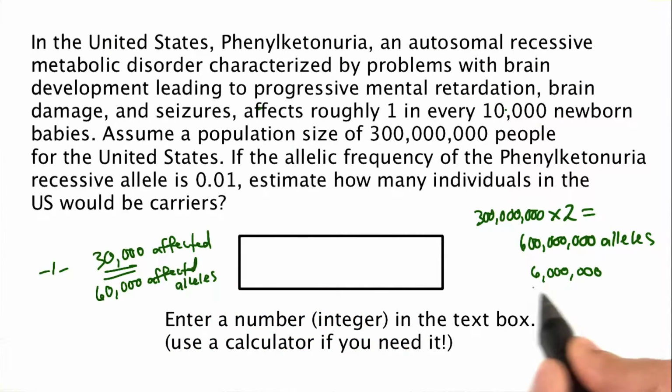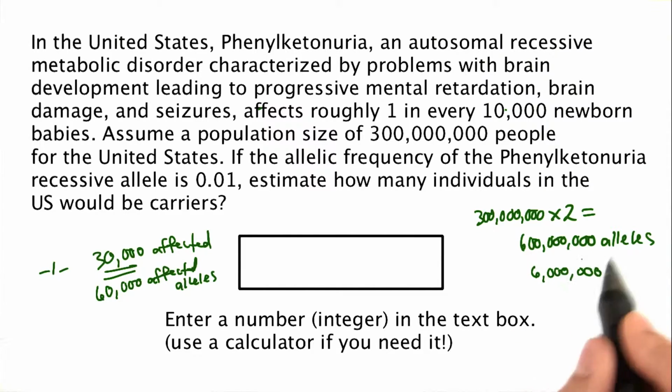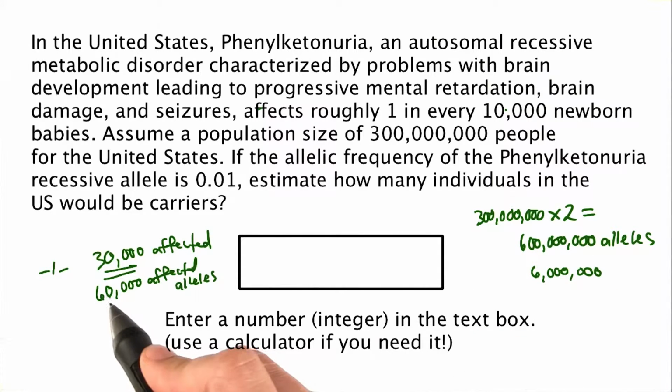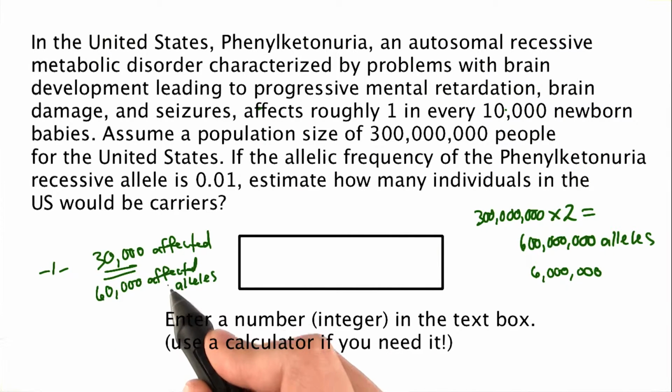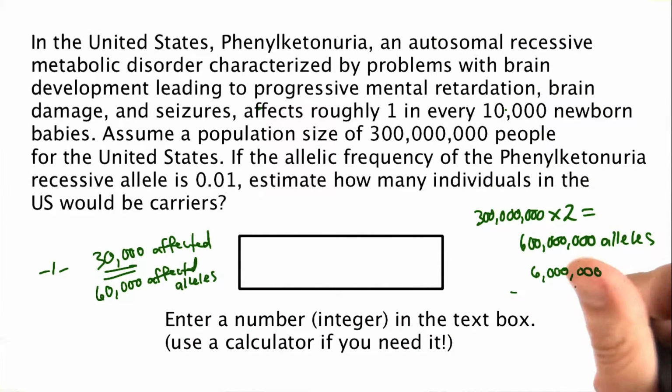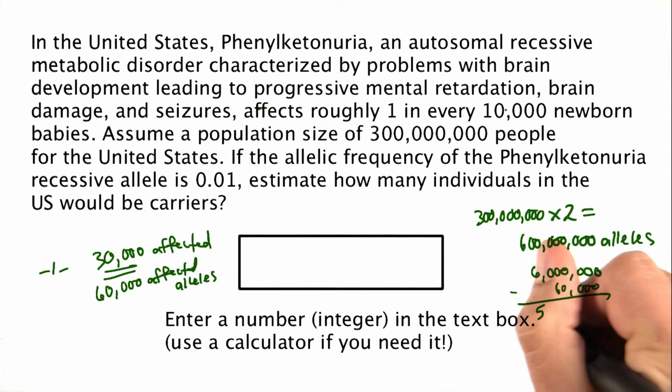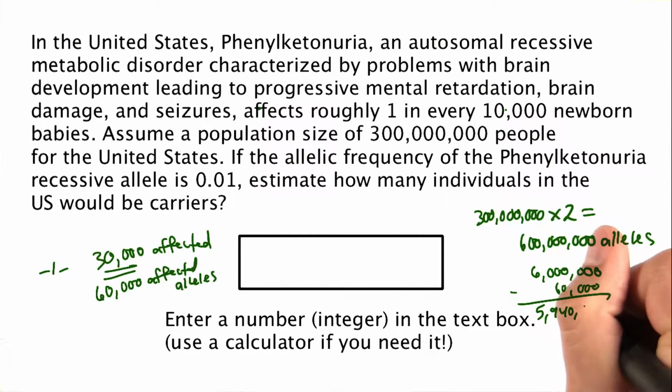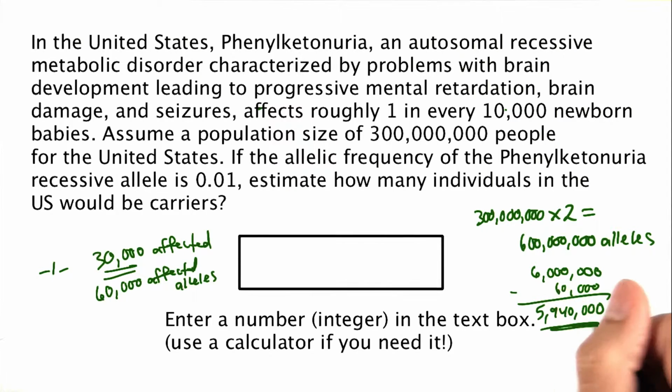So that means there are 60,000 affected alleles. We know that there are 6 million affected phenylketonuria alleles in this population of 600 million alleles in the whole population. 60,000 are already accounted for by the affected individuals. So 6 million minus 60,000 leaves 5,940,000 alleles, right? 5,940,000 affected alleles.